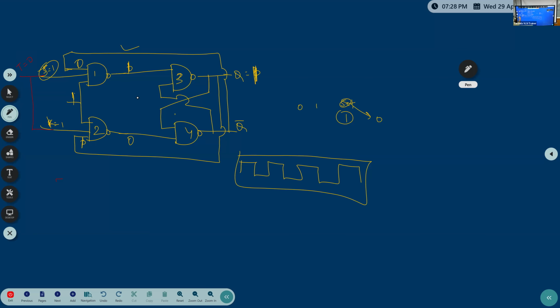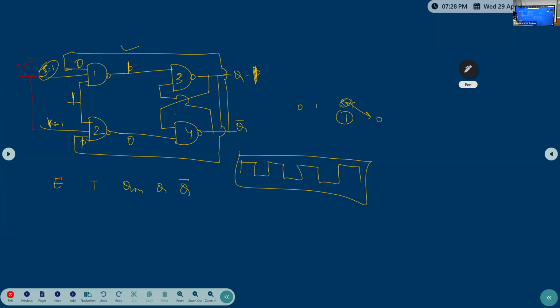Without both connecting, that is JK. With both connecting, that is T. So for D, with an inverter, we will connect to R. But here, both we will connect the same signal. Now what happens if you observe, if E is there, T is there, Q and Q bar.